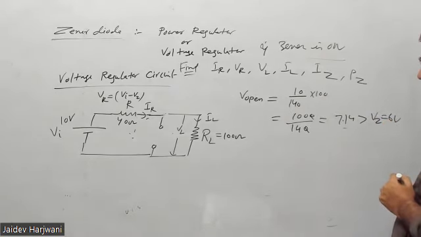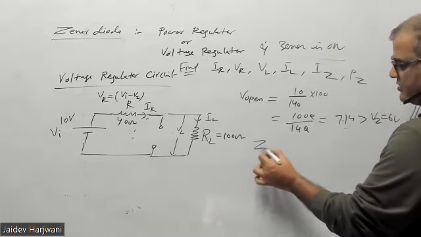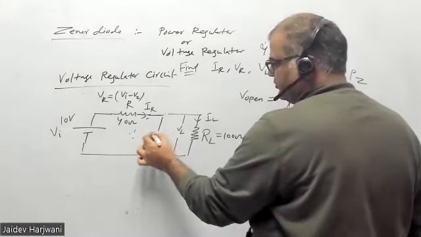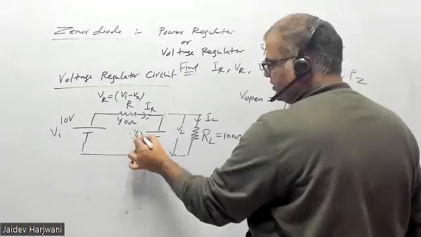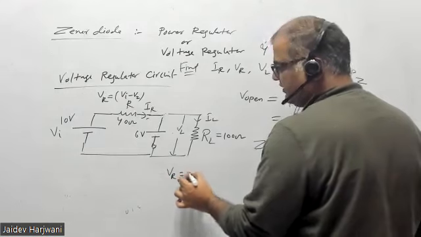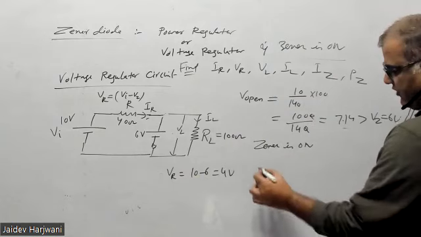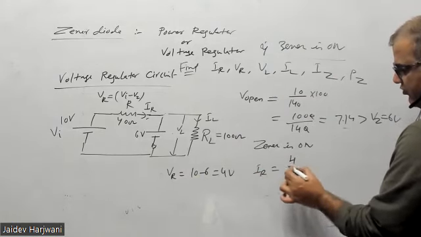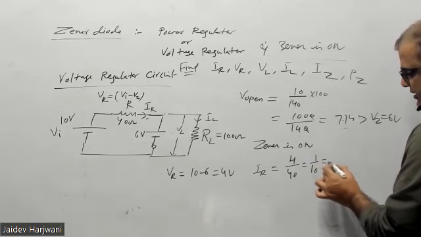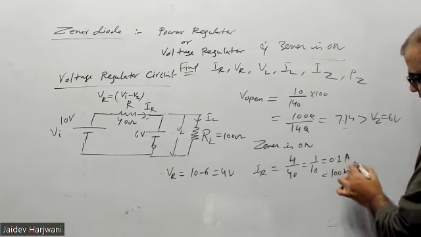So obviously the diode is on. You can see Zener is on. So that means now the voltage here is 6 volt. So VR will be 10 minus 6, that is 4 volt. And IR will be 4 volt divided by 40 ohm, that is 1 by 10, that is 0.1 ampere, or 100 milliampere.